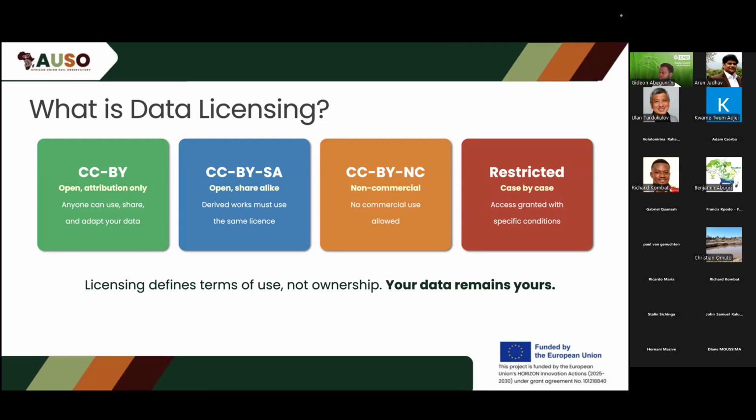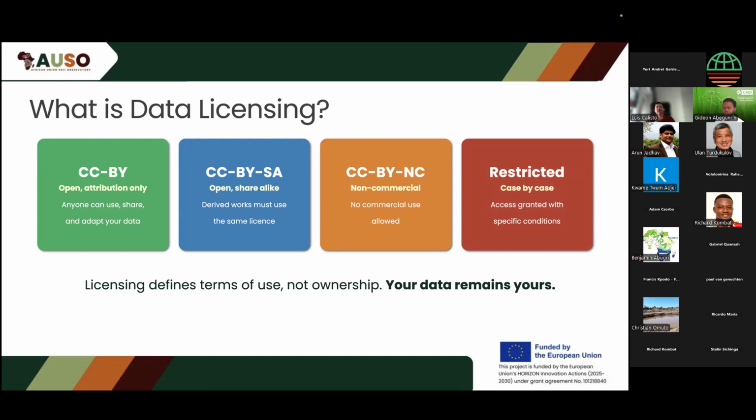I bring here just 4 types of licensing, but there are many, many others. These are perhaps the most well-known. So licensing defines the terms of use. This is very important. When we define licensing, we define what others can do, or what we can do, or what can be done with the data. Licensing never defines ownership, and it cannot change the ownership. The owner of the data is always the owner of the data, okay? Your data always remains yours, period.